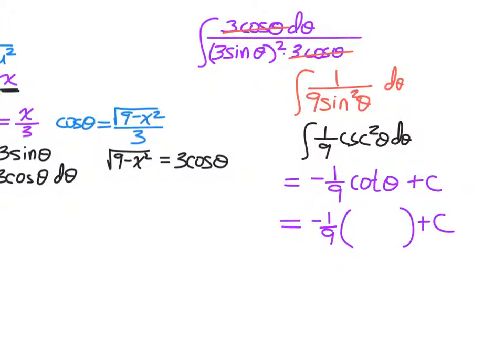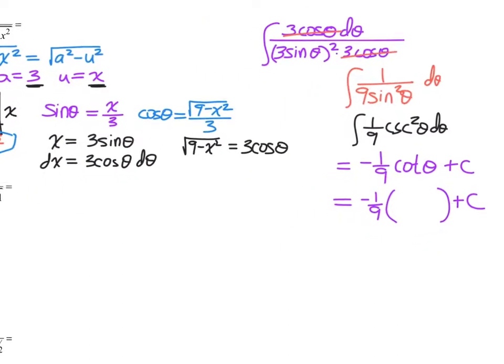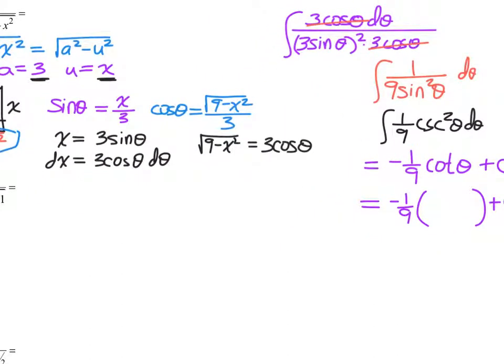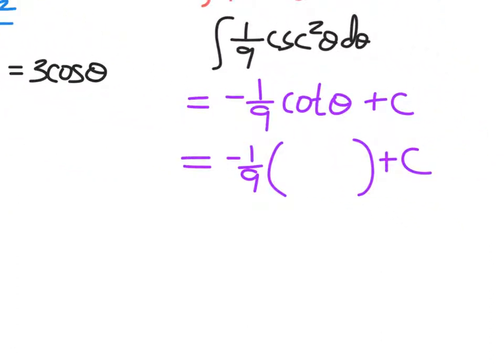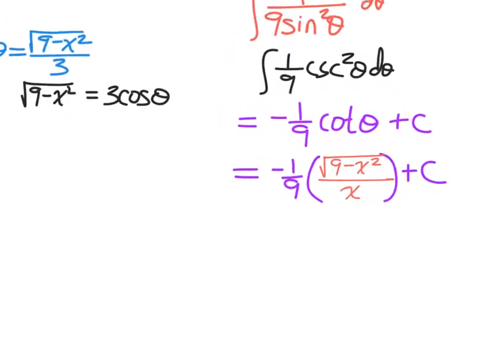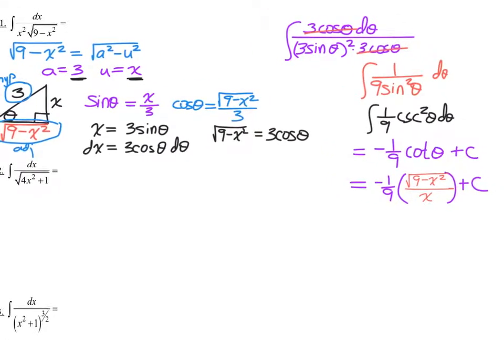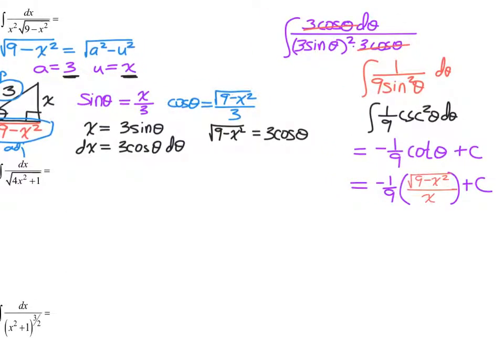And this is one of the main reasons why we drew the triangle. Looking at the triangle, can you tell me what the cotangent ratio is? 3 over the radical, that would be cosecant. Opposite of tangent, yeah: radical 9 minus x squared over x. Adjacent over opposite. So once we bring it back in terms of x, we're in good shape.